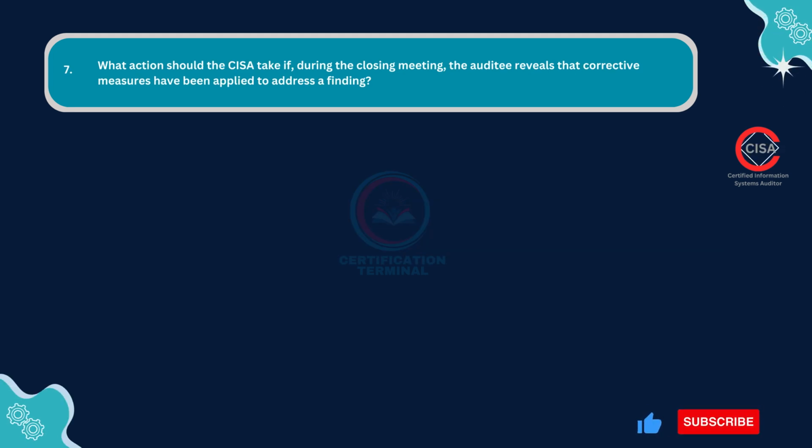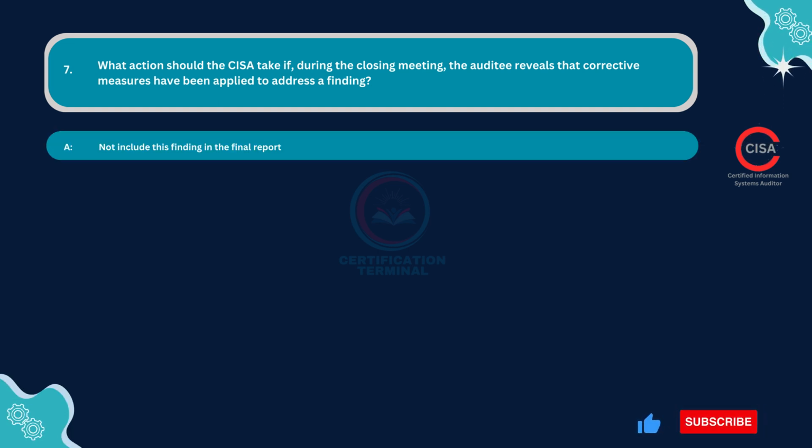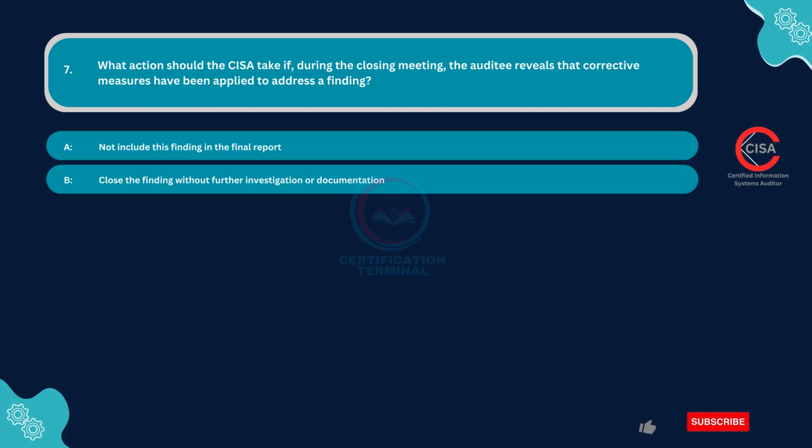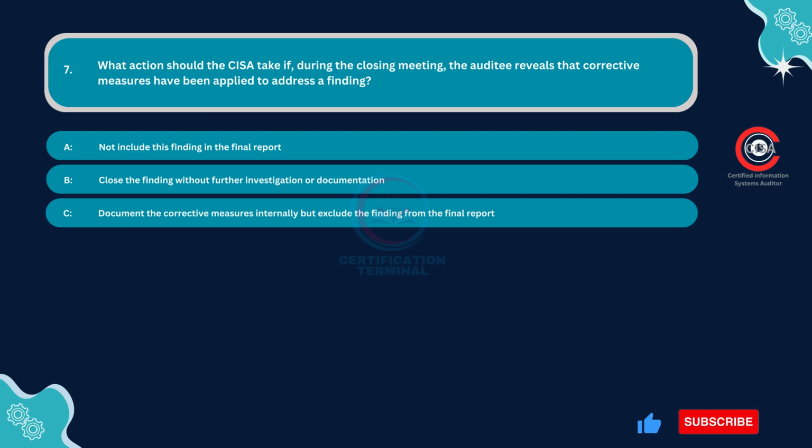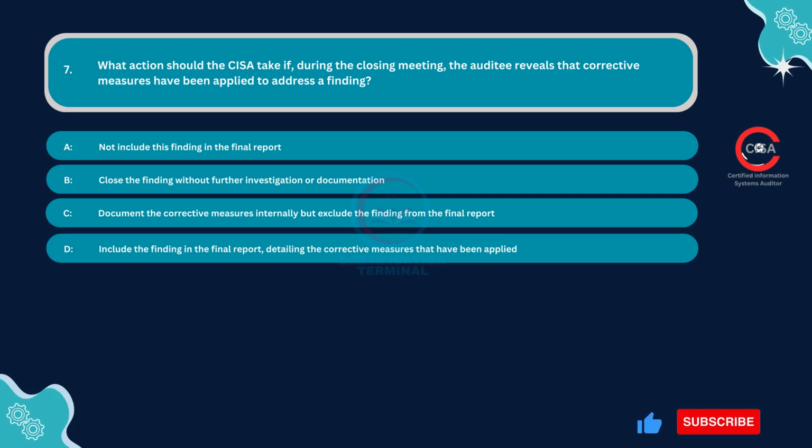Question number 7. What action should the CISA take if, during the closing meeting, the auditee reveals that corrective measures have been applied to address a finding? Option A, not include this finding in the final report. Option B, close the finding without further investigation or documentation. Option C, document the corrective measures internally, but exclude the finding from the final report. Option D, include the finding in the final report, detailing the corrective measures that have been applied.